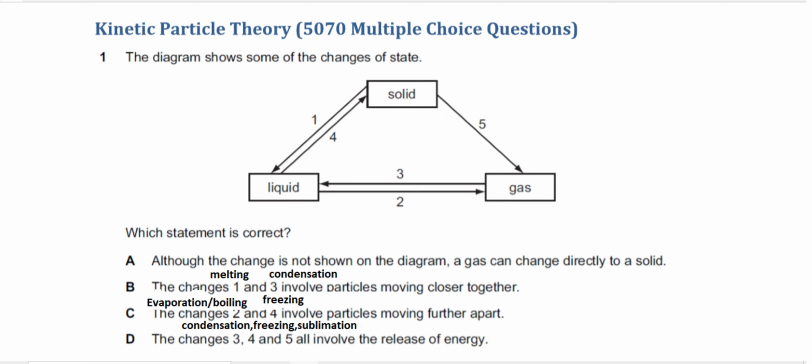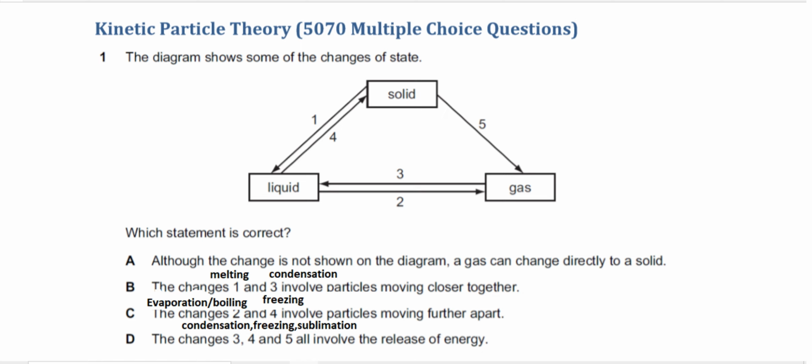A triangle is given where we have solid, liquid and gases, and arrows are marked as 1, 2, 3 and 4. The question is which statement is correct. So among all the 4 options, we're going to check which one is the correct option. Although the change is not shown on the diagram, a gas can change directly to a solid. If we see between solid and liquid, between liquid and gas, all the changes have been marked. But in solid to gas, we see only one change has been marked, whereas we know that there is a possibility that gas can change back into solid.